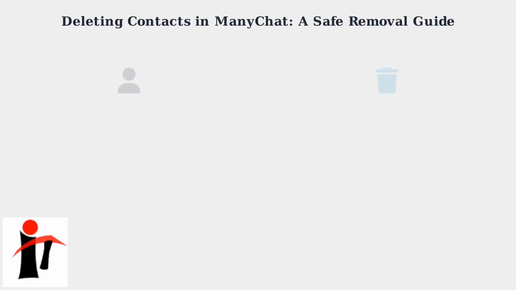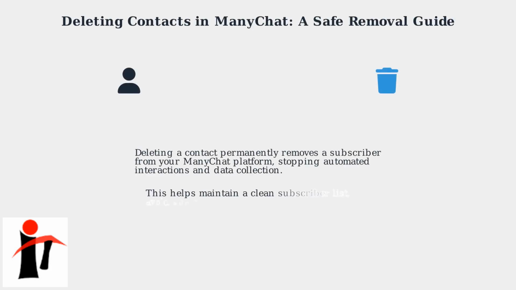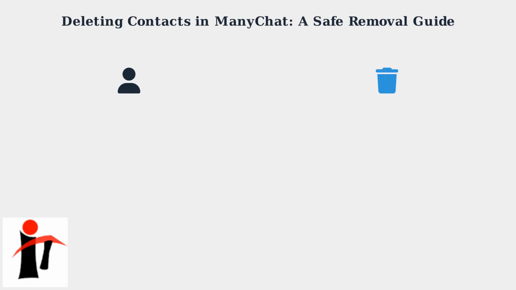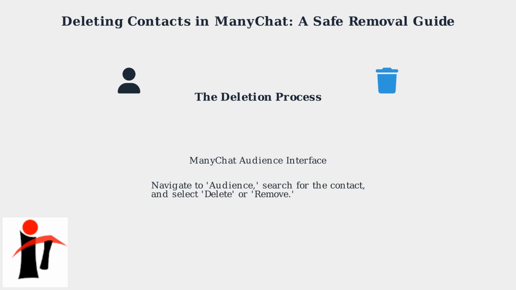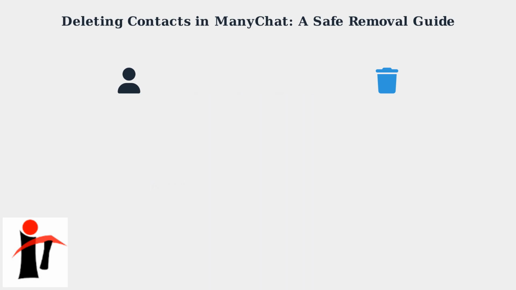Deleting a contact in ManyChat permanently removes a subscriber from your platform, preventing automated interactions and further data collection. This is crucial for maintaining a clean subscriber list, avoiding spam complaints, and ensuring data privacy compliance with regulations like GDPR and CCPA. As of late 2025, the process is straightforward. Navigate to Audience, search for the contact, and select Delete or Remove.